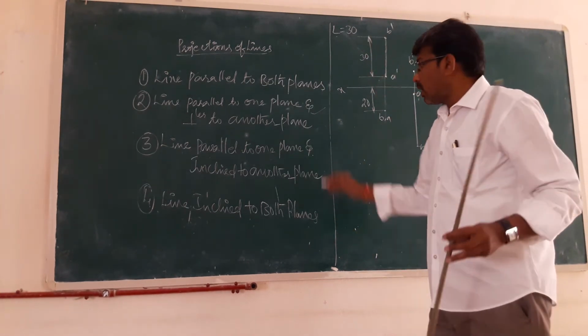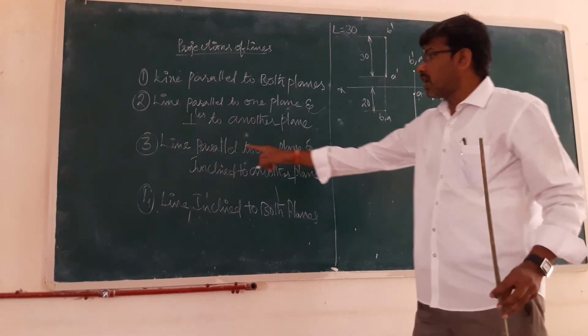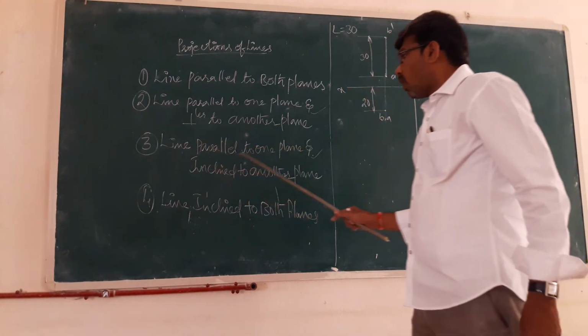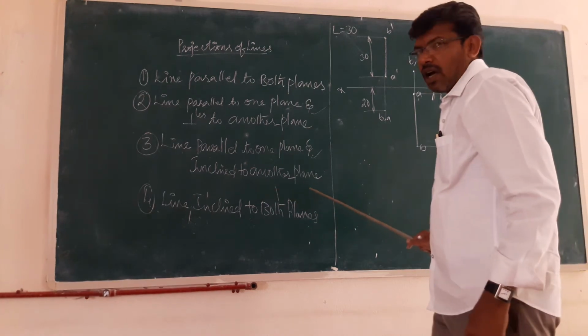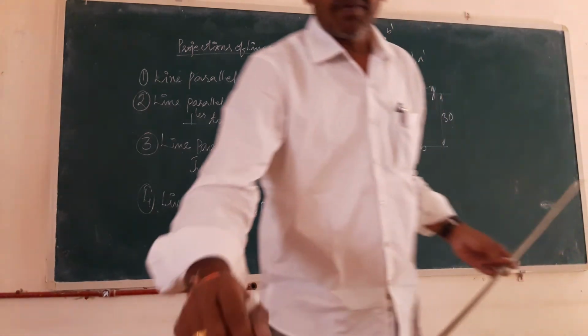So let us come to the third condition, that is line parallel to one plane and inclined to the another plane. So right, let me go to the another one.